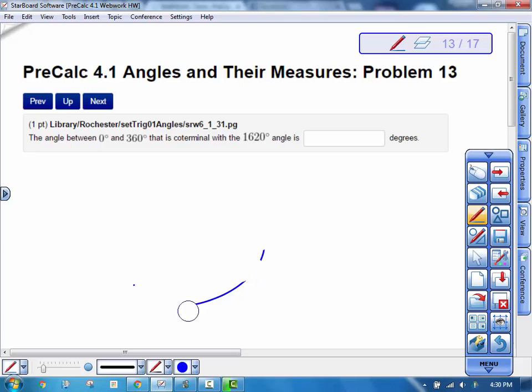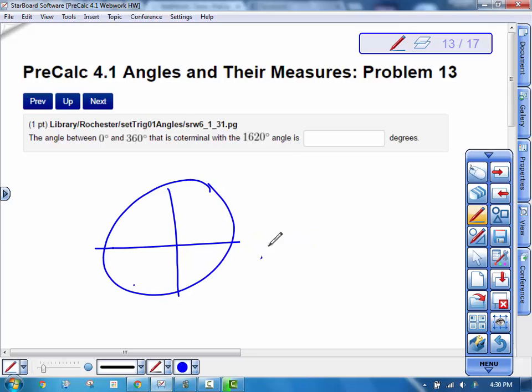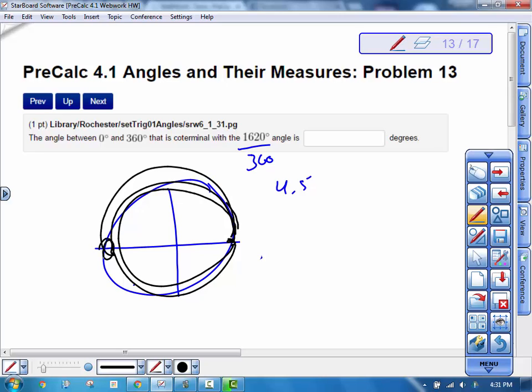Okay, next problem is a little easier. It says that you have an angle between 0 and 360 that is coterminal with this 1620. Well, basically what you can do is divide 1620 by 360 to find out how many turns that is. So you divide this by 360, you get 4.5. What that means is you go around once, twice, 3 times, 4 times, and then another half. So you end up right there. So if you were to go around 4.5 times, you'd end up here, which is like a 180 degree angle.